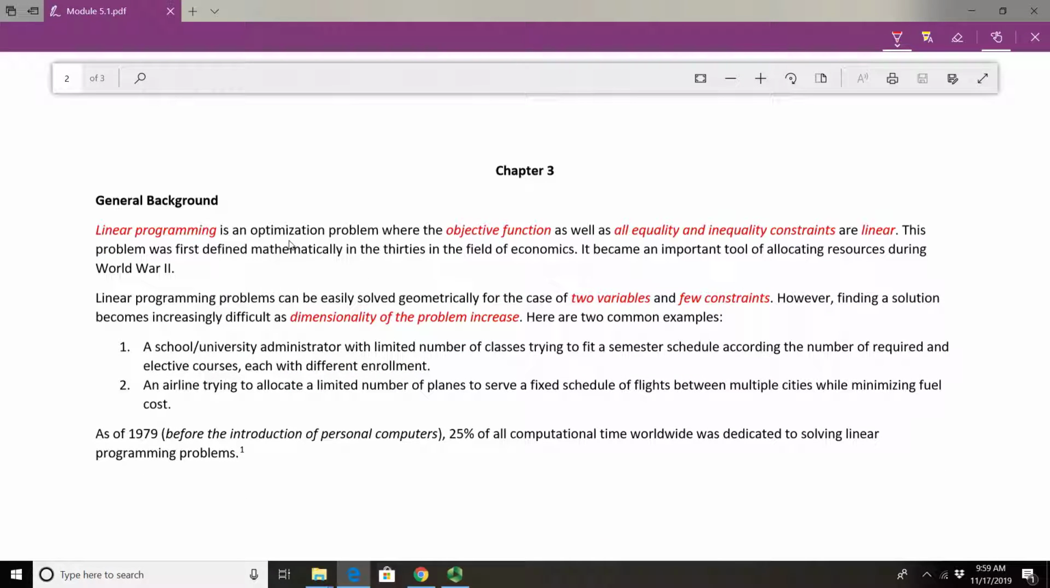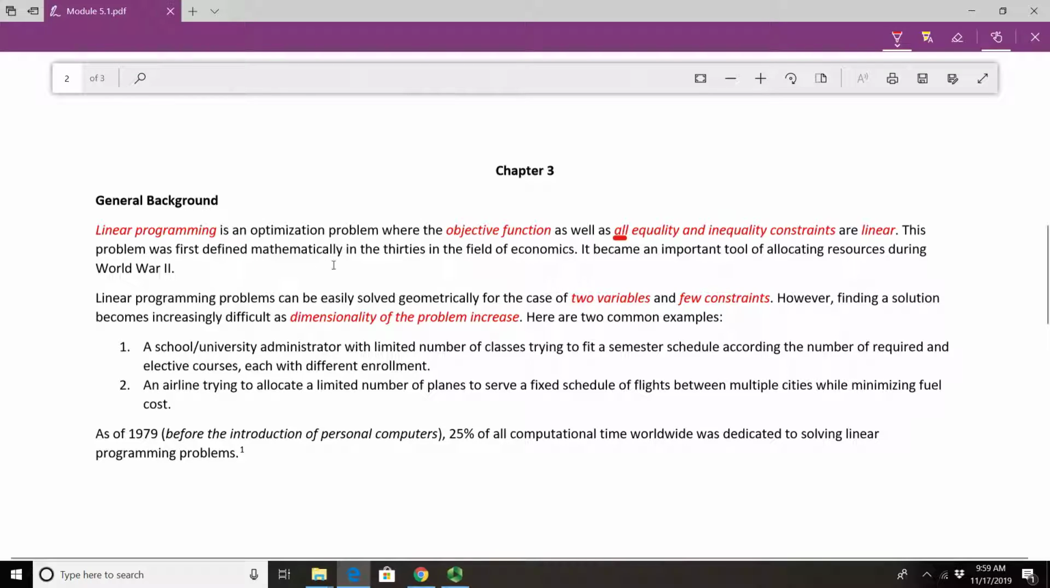Linear programming is an optimization problem where the objective function and all is very important, so let me underline it, equality and inequality constraints are linear. So nothing like x squared, x cubed, or square root of x or any nonsense like this.